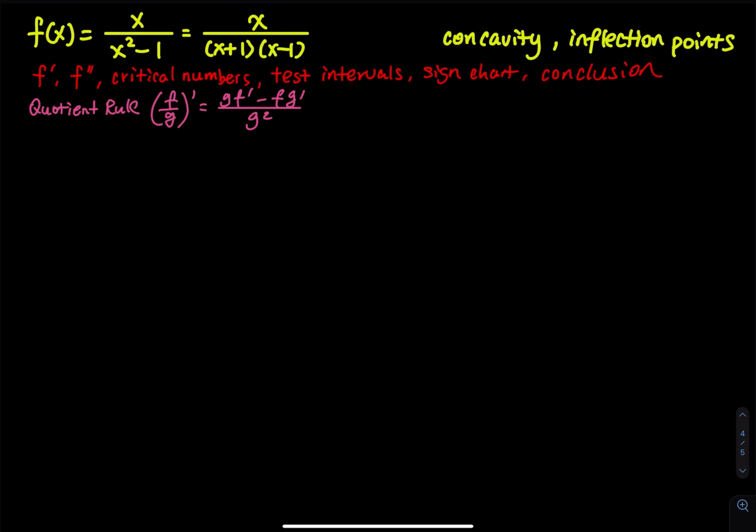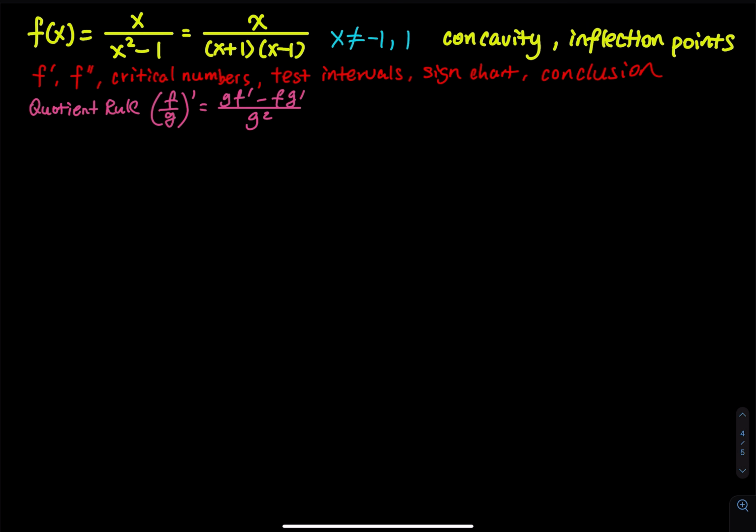This concavity problem takes a lot more work compared to the others. Let's get started. The function is f of x equals x divided by x squared minus 1. I gave you the factor form because I would like to point out the domain. Look at the factor form. The domain is x cannot be equal to -1 and 1, right? Because we don't want to have a 0 in the denominator.